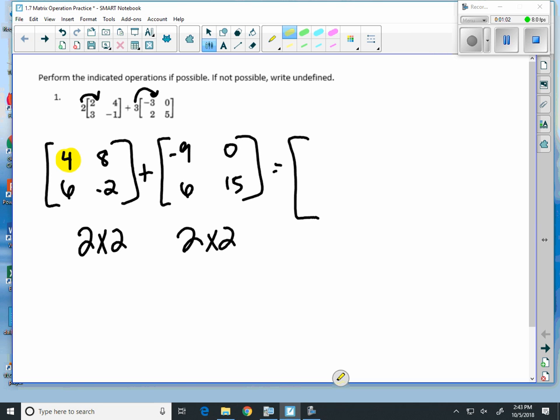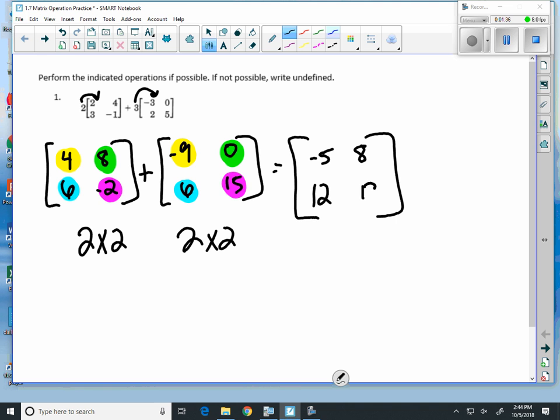So when we add, we look at the first set and we add. So 4 plus -9 is -5. And then we jump to the next one, 8. Add that to 0. 8 plus 0 is 8. And then we'll go down to our 6, and we're adding that to 6, which is 12. And last is our -2 added to our 15, which is 13. And that would be your final answer.